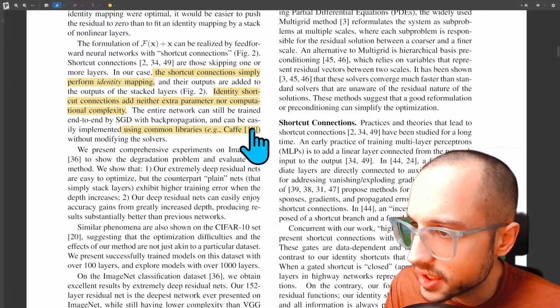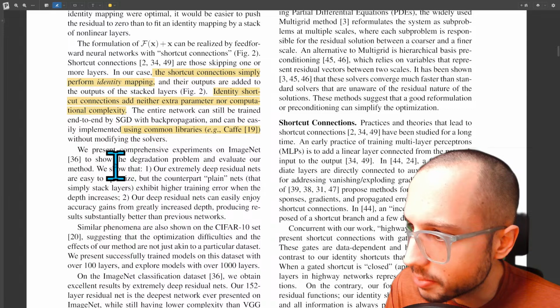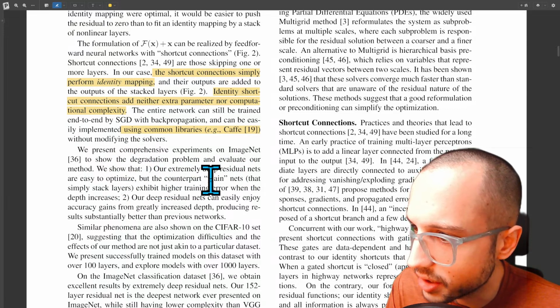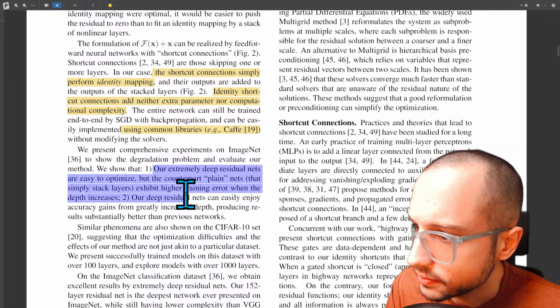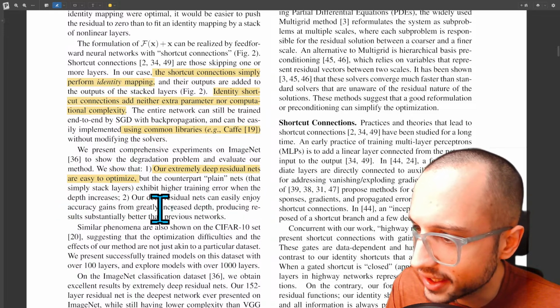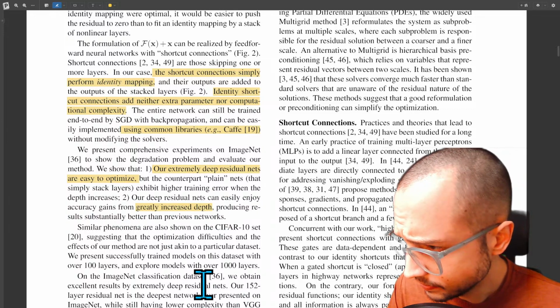We present comprehensive experiments on ImageNet to show the degradation problem and evaluate our method. We show that our extremely deep residual nets are easy to optimize, but the counterpart plain nets exhibit higher training error when depth increases. And 2, our deep residual nets can easily enjoy accuracy gains from greatly increased depth.